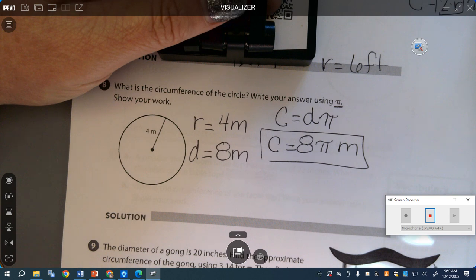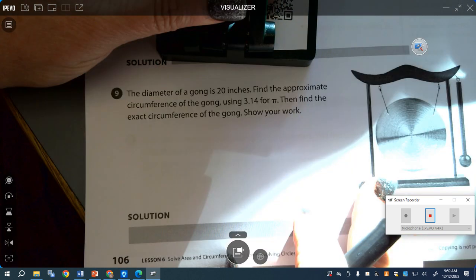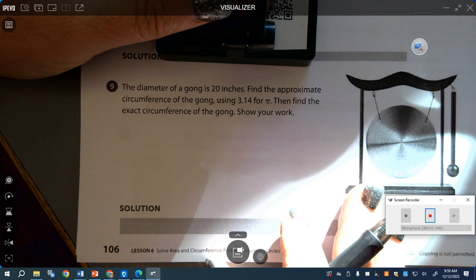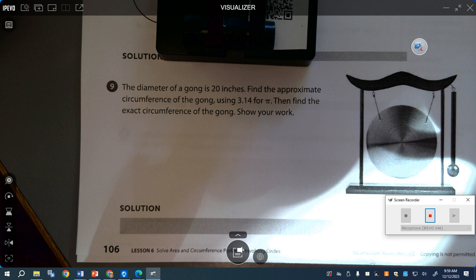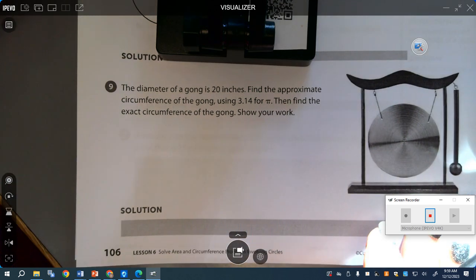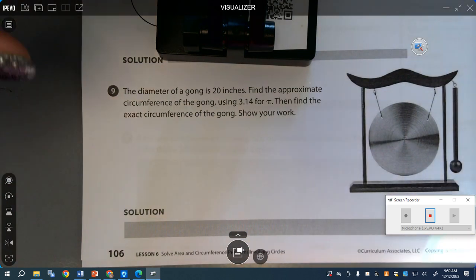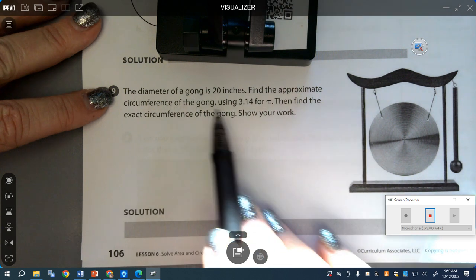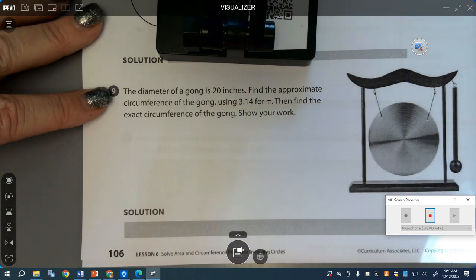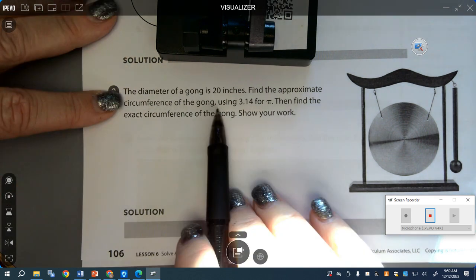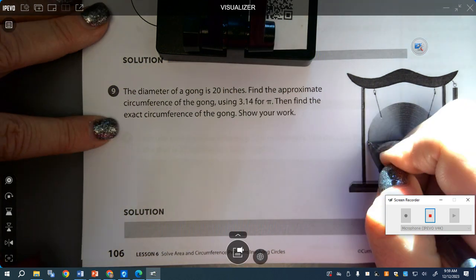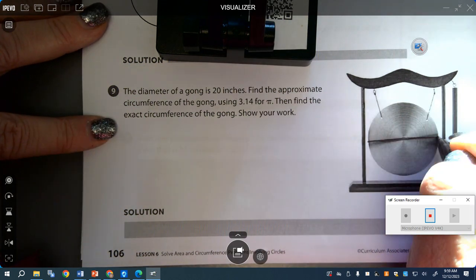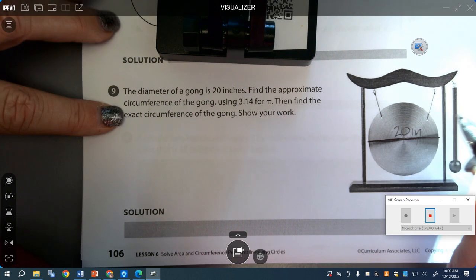No. Okay. So, last one, and then you guys will, yes, just last one. So, hold on just a minute. The diameter of a gong, this is a gong, you know, you hit it and it goes gong. Okay. Is 20 inches. So, I'm going to draw that in. So this is 20 inches.